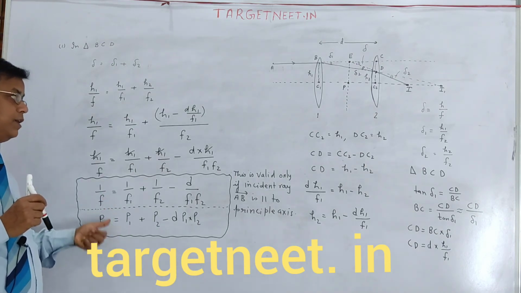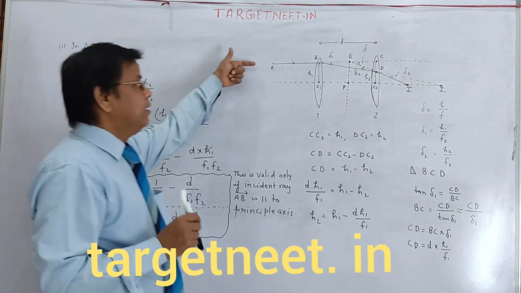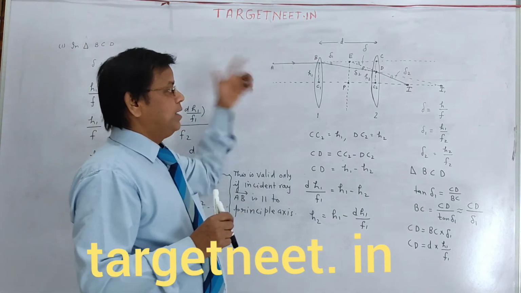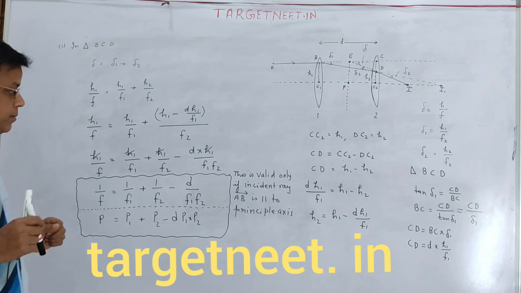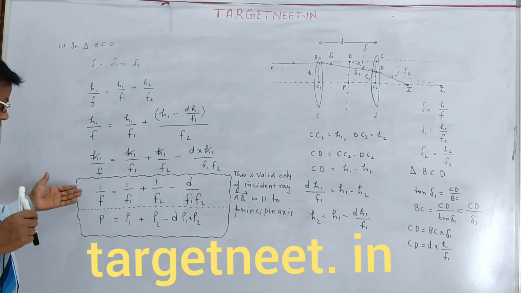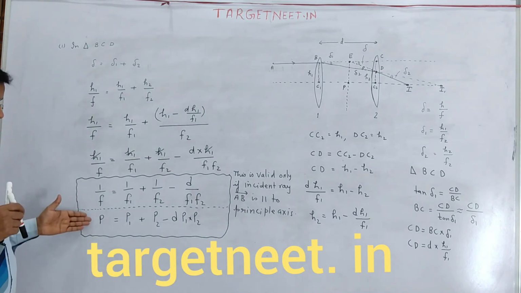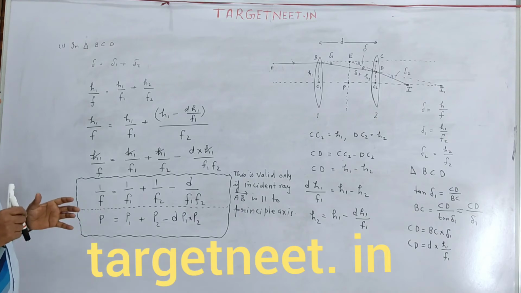So this formula is valid only if the incident ray is parallel to the principal axis. So remember this result. This result only is important for NEET. For IIT, this is one step ahead.